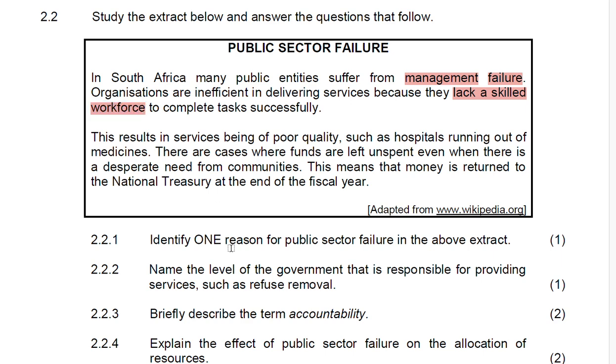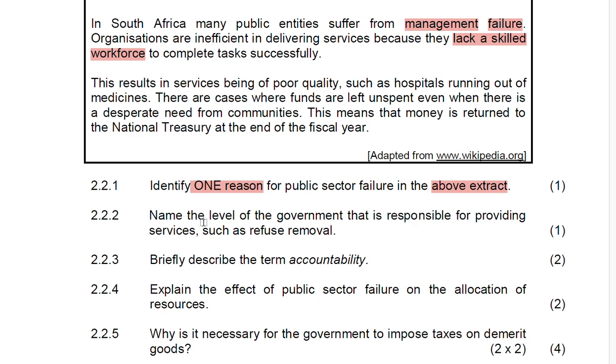So you had to only provide one. You should either in the exam choose management failure or lack of skilled workforce. In this case, I'm giving you both management failure and lack of skilled workforce. The reason I'm doing that is based on the fact that we are preparing you for the exam. So the question was, identify one reason for the public sector failure from the extract above.